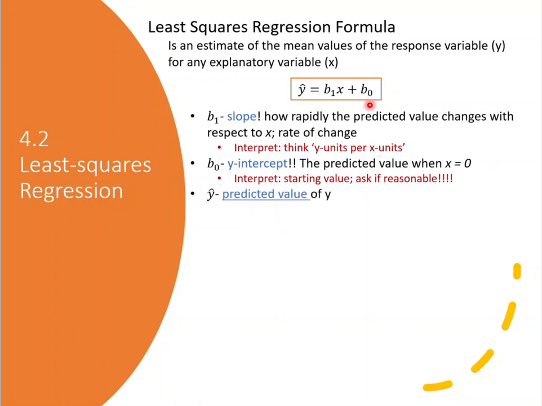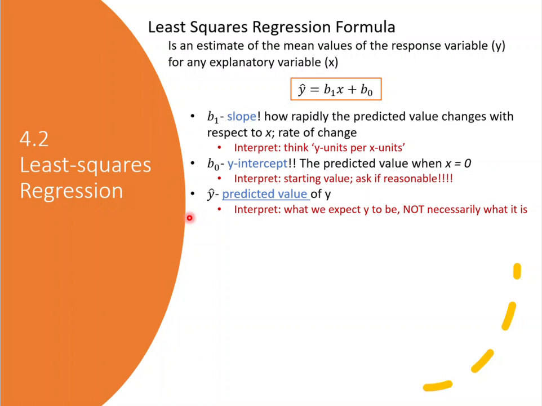Finally, y hat. Y hat is our predicted value of y. It's what we are predicting and what we estimate or think is going to happen for any given value of x. When we interpret y hat, it's what we expect my value to be. But that's not necessarily what it is. Remember, you have prediction as well as observed or real world data.